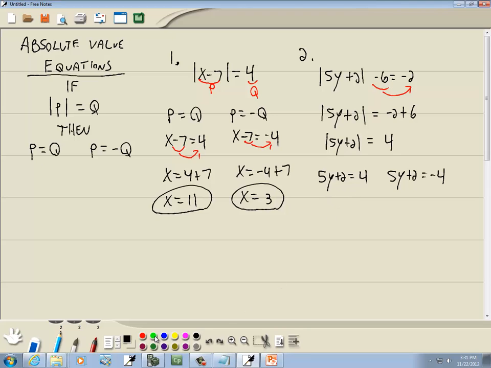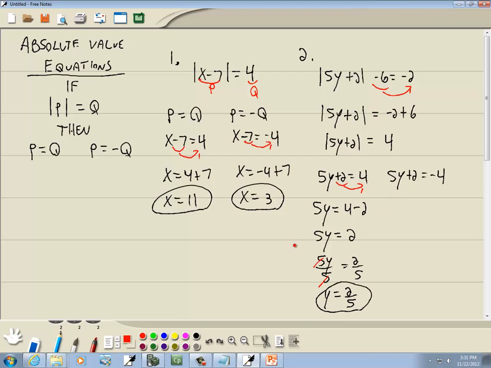Now we want to solve for y. So here I'll take 2 over. And we get 5y is equal to 4 minus 2. 4 minus 2 is 2. And then divide both sides by 5. And these 5's cancel. And we got y is equal to 2/5.